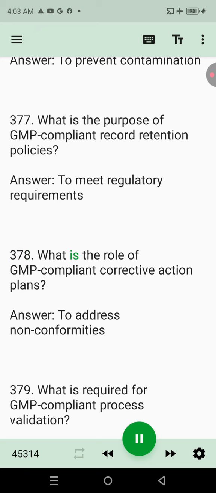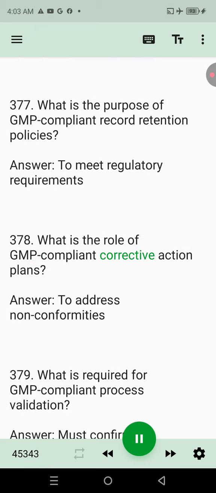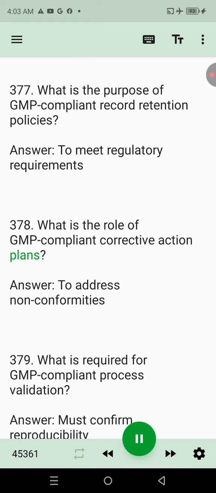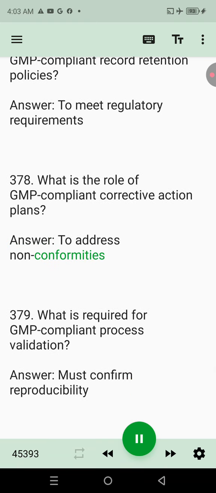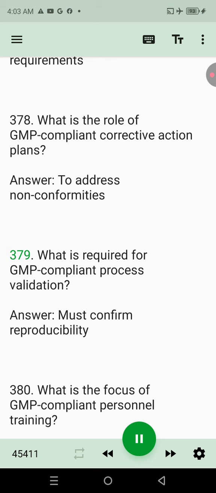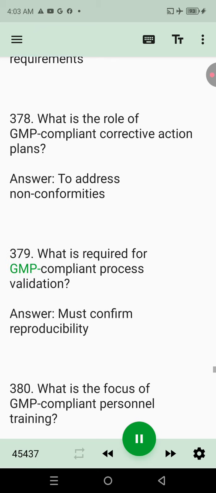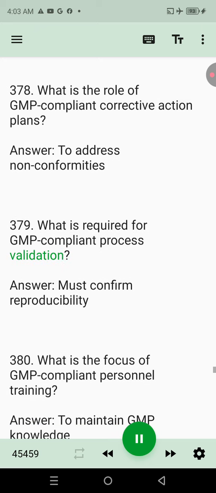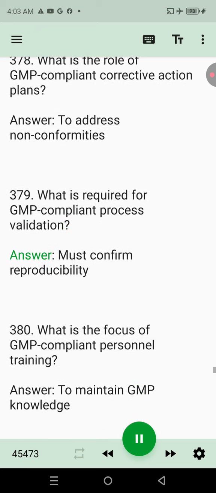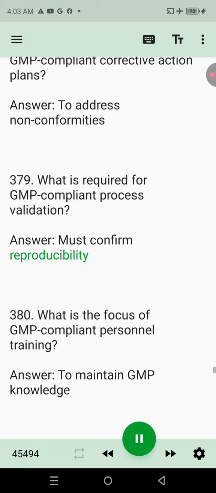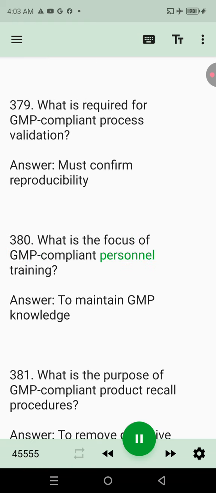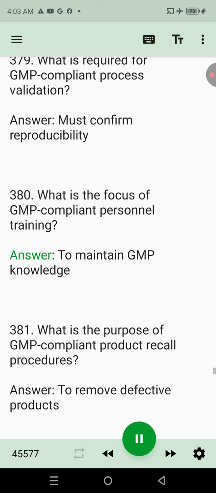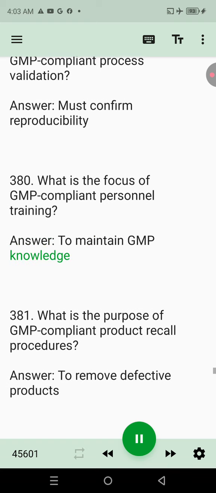378. What is the role of GMP-compliant corrective action plans? Answer: to address nonconformities. 379. What is required for GMP-compliant process validation? Answer: must confirm reproducibility. 380. What is the focus of GMP-compliant personnel training? Answer: to maintain GMP knowledge.